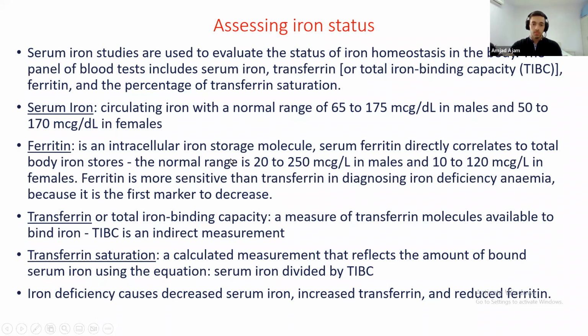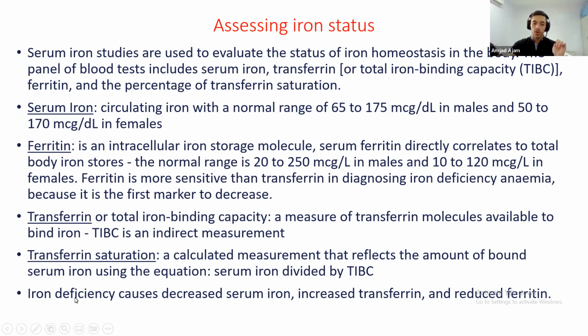And so ferritin is the intracellular iron storage molecule. It directly correlates to total body iron stores. These are the ranges, and this is the most sensitive marker for diagnosing iron deficiency anemia. Then the transferrin, we said transferrin, also called the TIBC, is the protein that transports iron in the plasma. Transferrin saturation is basically how much iron is bound to that transferrin.